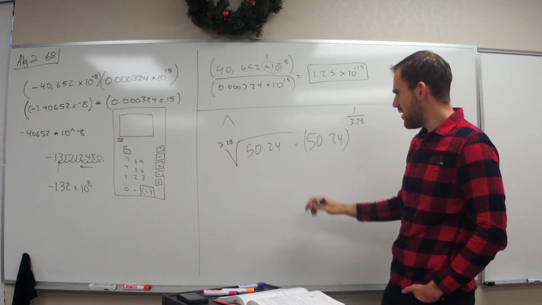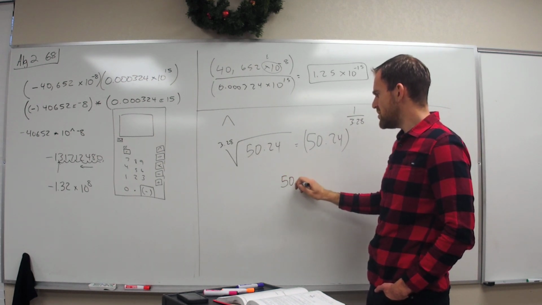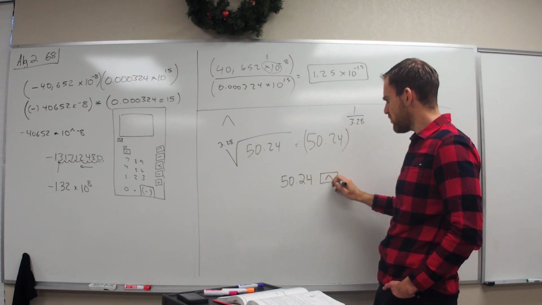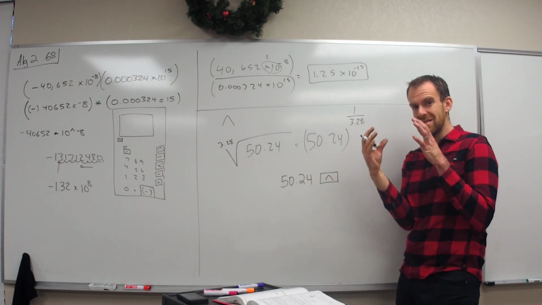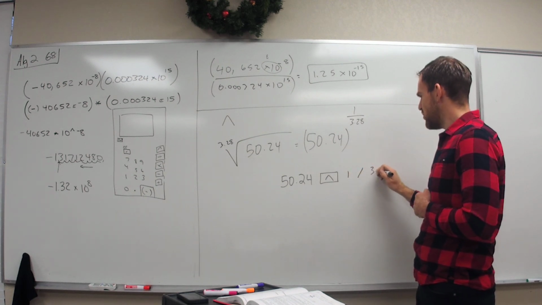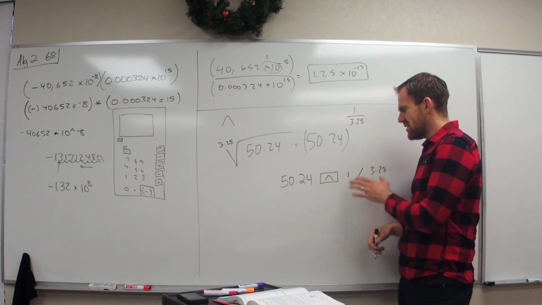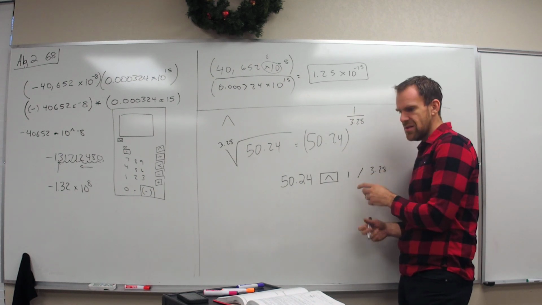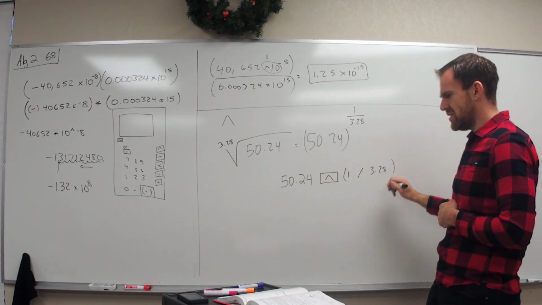How do you plug it into your calculator? Well, it's going to be 50.24. Then you're going to press the little caret button. And then in parentheses, if you just do caret 1 divided by 3.28, that's not going to work. It's going to take it to the first power, because you do exponents first, and then divide. So you have to put this in parentheses.